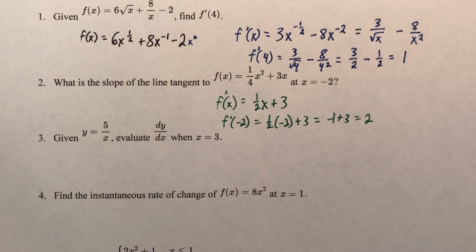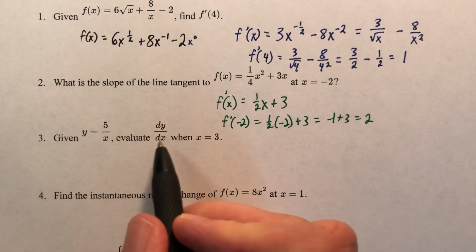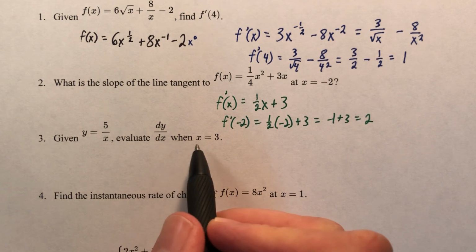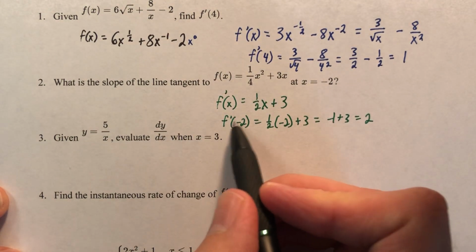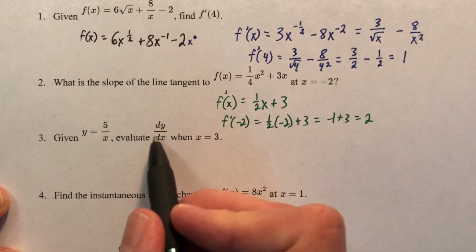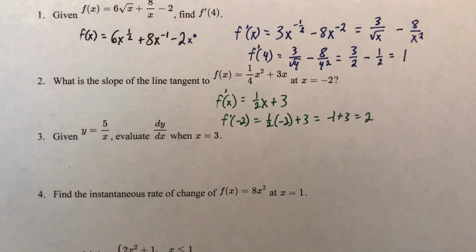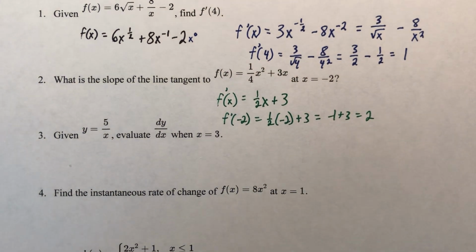So the next one, given y equals 5 over x, evaluate dy over dx when x equals 3. Here's a different notation. Same question, different notation. Okay, so this is the Newton notation, f prime. This is the Leibniz notation. They both have their own practical aspects, which is why we keep them both around.